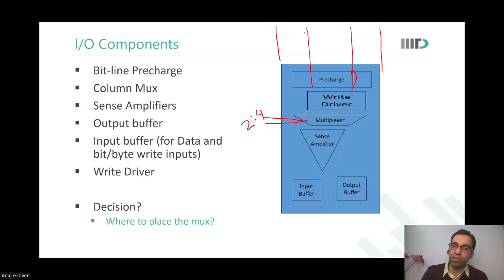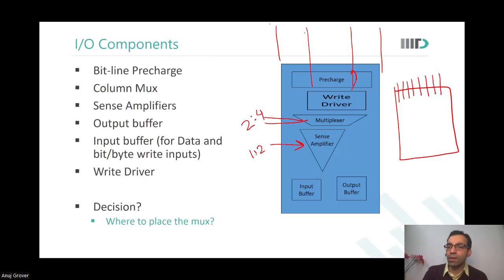2:4 decoder there. Okay, there are 4 lines. You wanted to implement a mux 1, so 1:2 mux could be implemented over the sense amplifier. So what happens? I have to design a mux 8. There are 8 pairs of bit lines coming from the top.